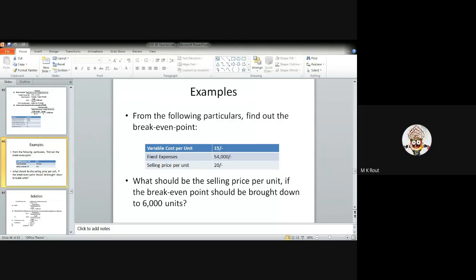Okay. Sir, 24 rupees will be the selling price if the break-even point will be 6,000. 24 rupees. Okay.